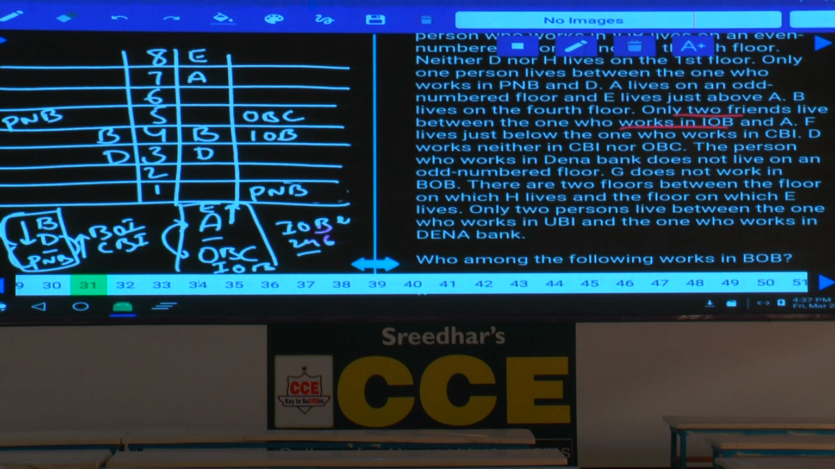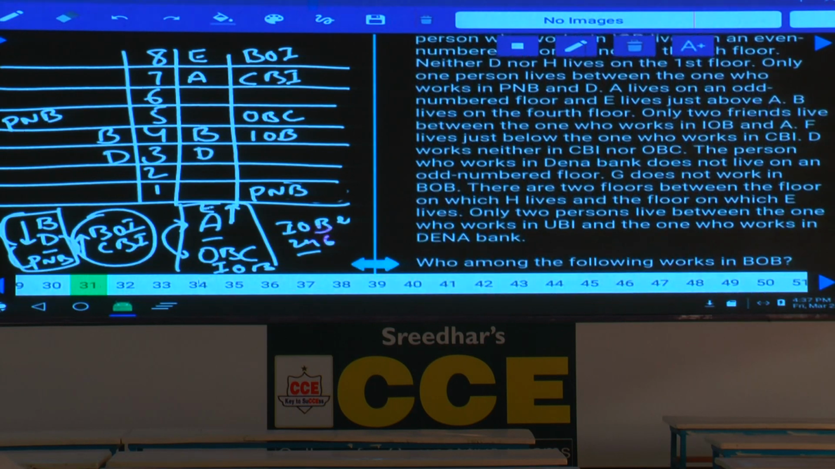Then BD blank PNB, we have taken this information, and BOI and CBI are adjacent to each other. As BOI and CBI are adjacent to each other, and the one who works in BOI must be on an even number floor, isn't it? As an even number floor, then where should this BOI be? BOI must be at this place. If BOI is here, then CBI must be at this place. Done with this? Now let us go through the information once again.